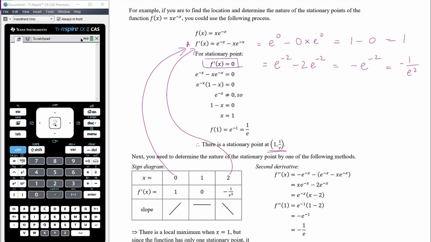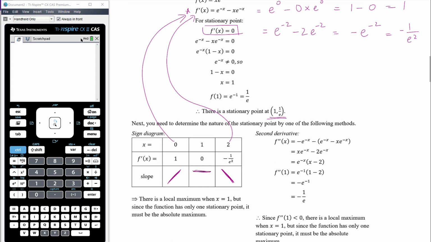Alright, so then I have drawn interpretation. So when x equals 0, the gradient is 1, which means my graph is sloping up. It's positive. Okay, when x equals 2, the gradient is negative 1 on e squared. Remember, e is about 3, so it's about negative 1/9. It's negative. It's not symmetric, it doesn't matter. The fact that you've got positive gradient to the left of the stationary point, 0 gradient at the stationary point, negative gradient after the stationary point, tells you that you have a local maximum when x equals 1.